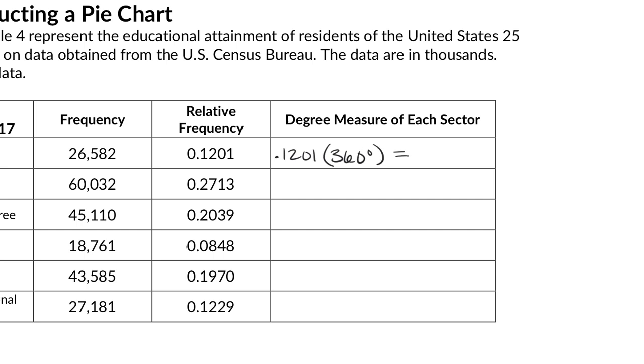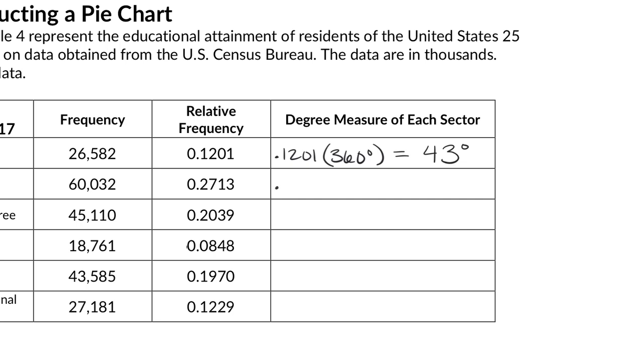Go ahead and do that one for me. 0.1201 times 360 degrees. 43.236. Yeah, we're rounding this one because we can't graph that accurately anyways. 43 degrees. So when we draw this section of the circle, we're going to make it as close to 43 degrees as possible, which is why I had you pick up a protractor when you walked in. If you didn't, you can get it in a second. Let's finish the math here.